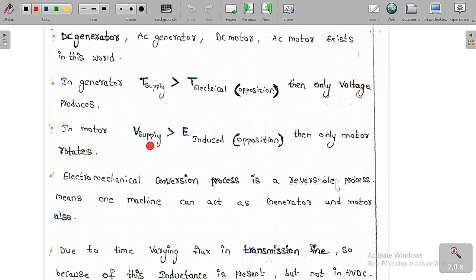Similarly, in a motor, if the supply voltage is greater than the back EMF induced, then the motor is going to rotate. In a DC motor, whenever the supply voltage is greater than the induced voltage, and this induced voltage polarity is always opposite to the supply voltage polarity because it opposes the current, then the motor is going to rotate. Or simply, whenever the electrical torque is greater than the load torque, then the motor is going to rotate. Since back EMF and supply voltage have opposite polarity, they oppose the current, and therefore the motor rotates.